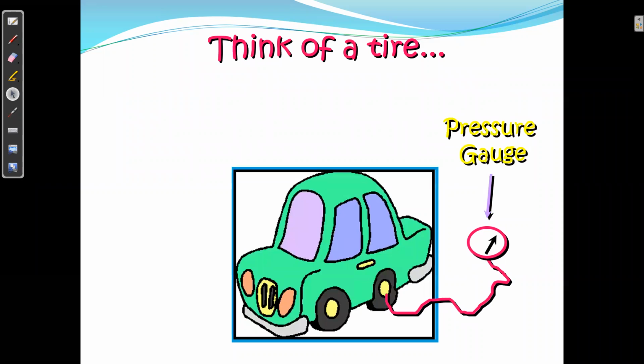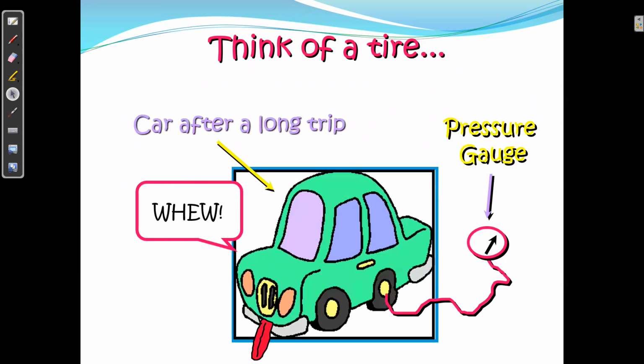What happens on the road? What happens when the temperature increases during summer days?